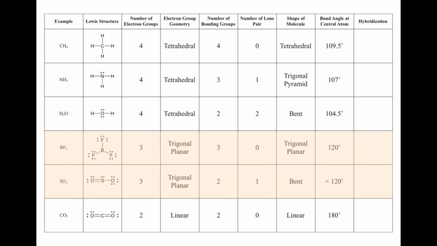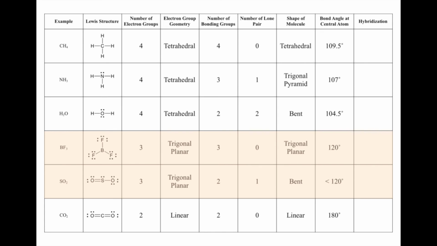Our next electron group geometry was trigonal planar. We saw that for boron trifluoride, where we had 3 electron groups around the central atom. In a case where we have 3 electron groups that are all bonding groups, the shape of the molecule will also be trigonal planar. The bond angle that we see at the central atom will be 120 degrees.